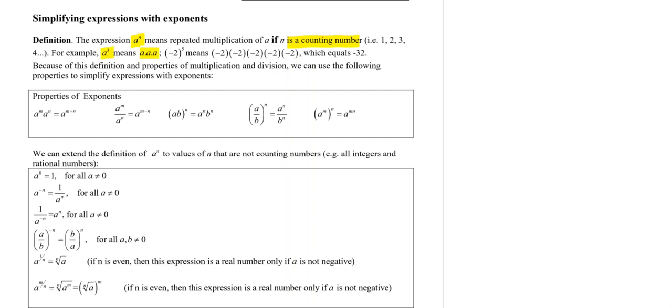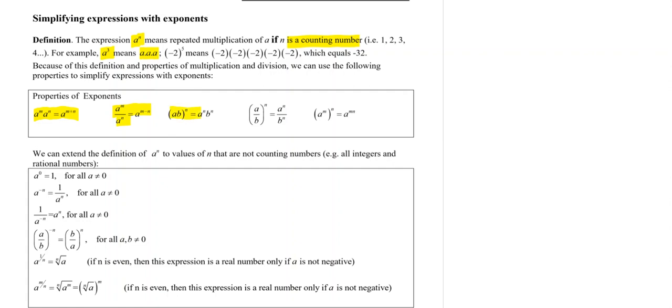And because of that definition, we have all of these properties. They just come from properties of multiplication and division. So if you have the same base raised to 2 different powers, or even the same power, when you multiply them, you add the exponents. You write the base once and you add the exponents. When you divide, you subtract the top minus the bottom exponent.